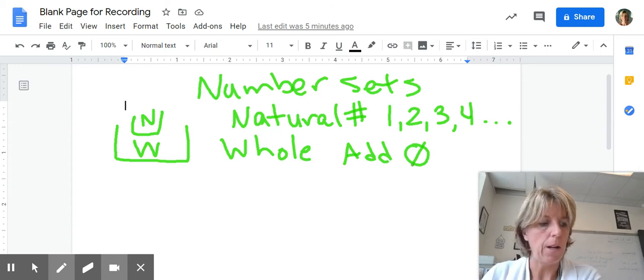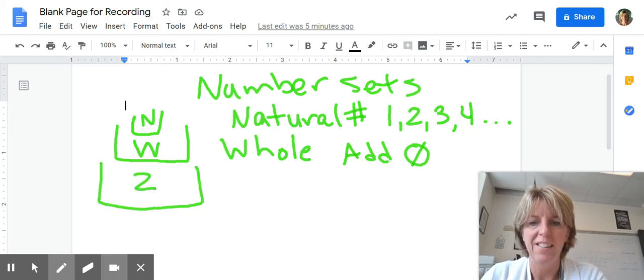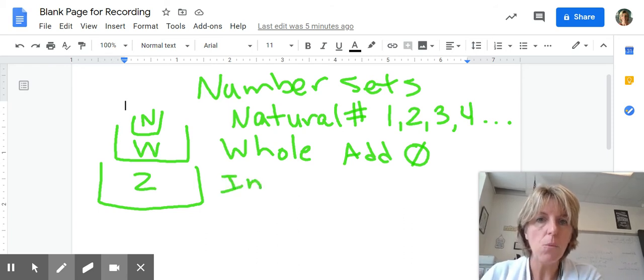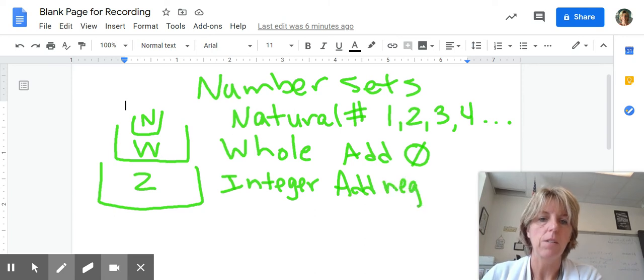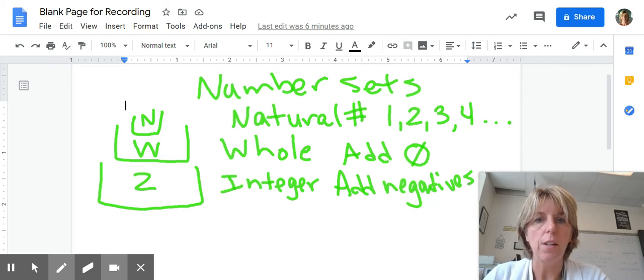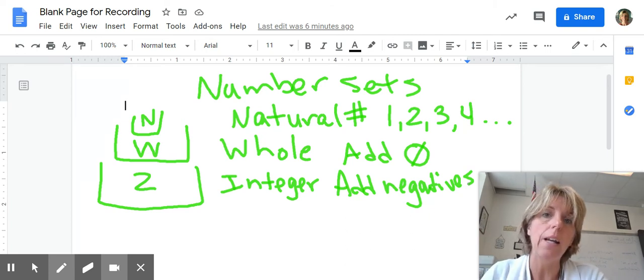The next bigger bucket of numbers, it's a funny letter. This one we're going to call Z. And those are your integers. There's a reason why it's not called I, and we'll get into it in a second. Those are called integers. So integers, we're going to add negatives. So -1, -2, -3, -4, all of the negative numbers are integers. -3, it's not a natural number. It's not a whole number. It is an integer. That's the first bucket that it fits into.